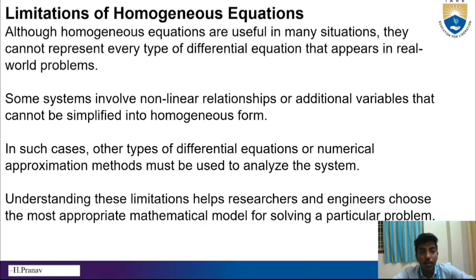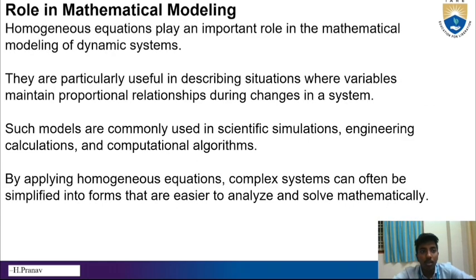Understanding these limitations helps researchers and engineers choose the most appropriate mathematical model for solving a particular problem. So, the role in mathematical modeling: homogeneous equations play an important role in the mathematical modeling of dynamic systems. They are particularly useful in describing situations where variables maintain proportional relationships during changes in a system.